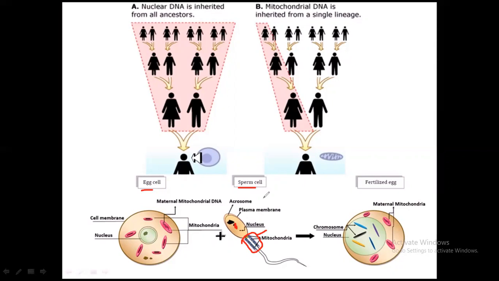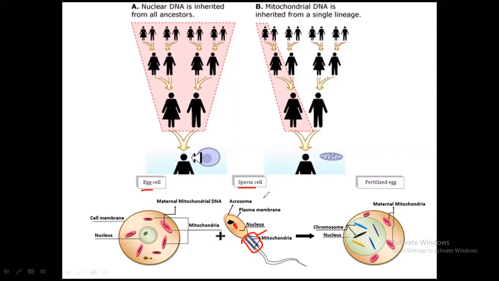So there is no mitochondrial DNA coming from the father. But now research has been done, and this research indicates that a very minute portion of mitochondrial DNA can come from the father, but it's very small in amount.